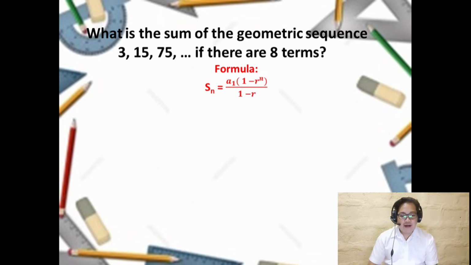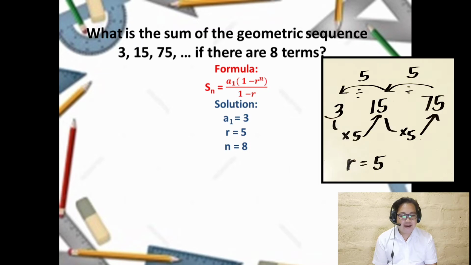Ang a sub 1 o yung first term ay 3. Sa r naman, divide natin yung second term sa first term. So, we have 15 divided by 3 is 5, and 75 divided by 15 is also 5. O ang mga number na minultiply natin to get the preceding terms ay 5. So, we have r equals 5.